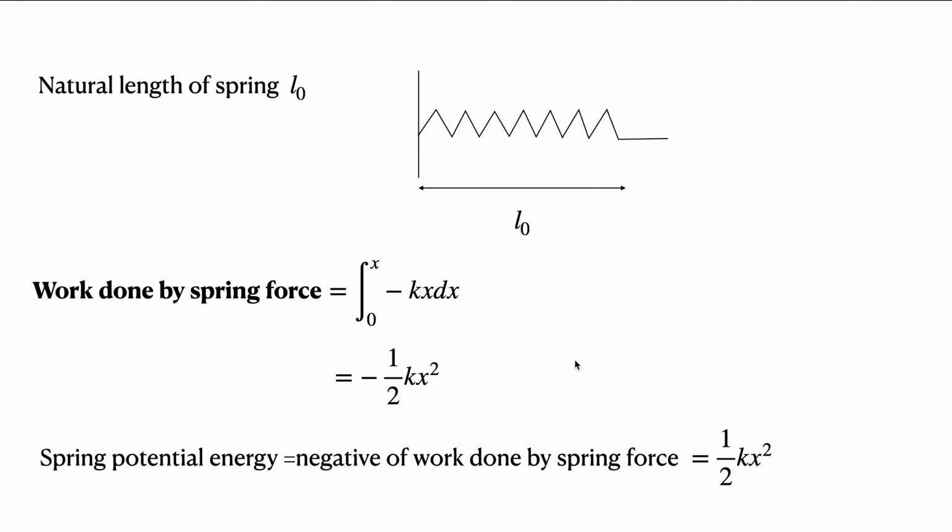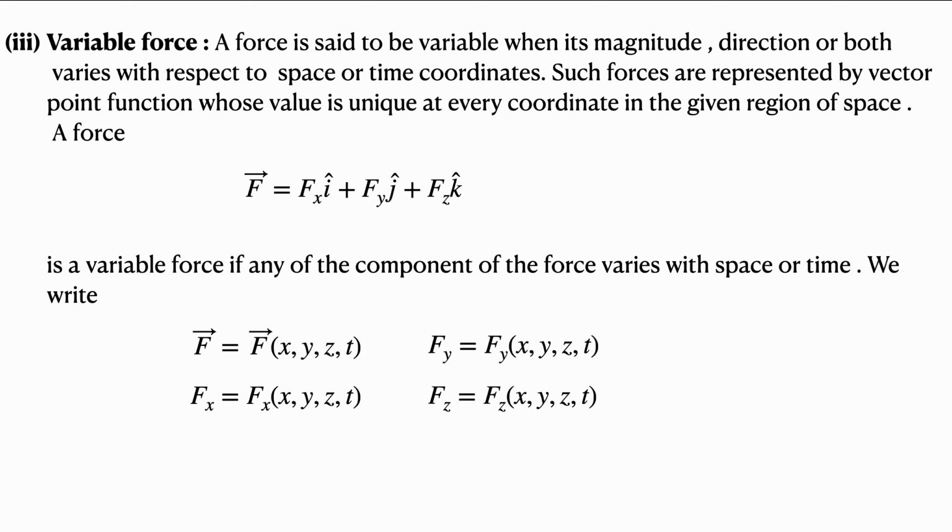So, as the spring gets displaced from natural length, the restoring force does work. Let's evaluate that work. The restoring force is minus kx and the displacement is dx. If we integrate this expression from 0 to x, we will get the work done by spring force as minus half kx square. The spring potential energy will be the negative of the work done by the conservative force, which is the spring force. So the spring potential energy will be half kx square.